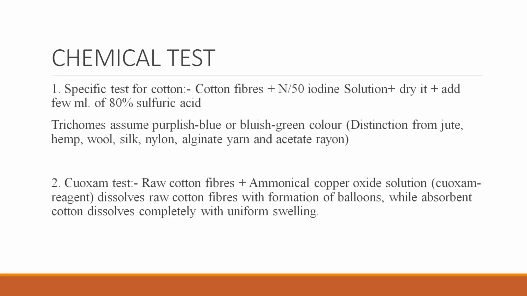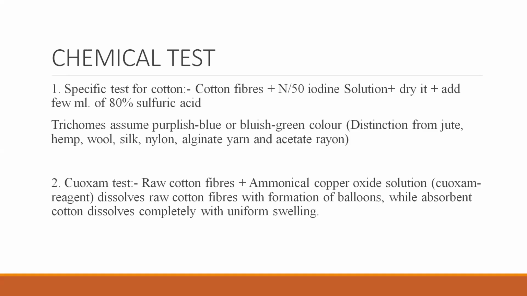Now the chemical test. When a lot of fibers are given to you, how can you identify whether your fiber is cotton or silk or jute? So there are specific tests for cotton. Cotton fibers plus N/50 iodine solution, then dry it. After treating with the iodine solution, you have to dry it. Then you have to add a few ml of 80% sulfuric acid. Cotton assumes a purplish blue or bluish green color. And this is a distinction test from jute, hemp, wool, silk, nylon, alginate rayon and acetate rayon. By performing this test with the iodine solution and sulfuric acid, you can distinguish your cotton fiber from the other fibers.